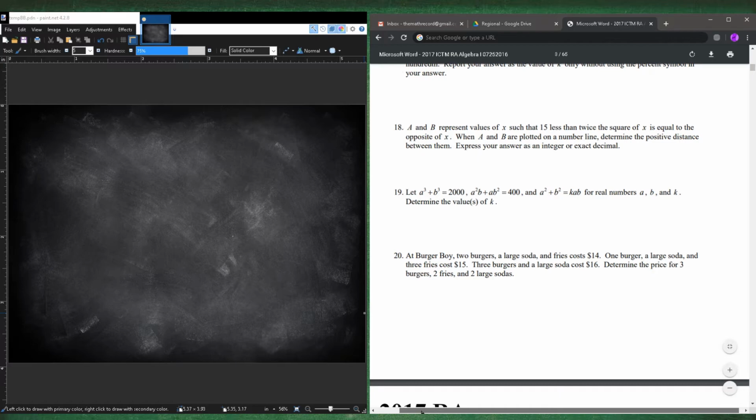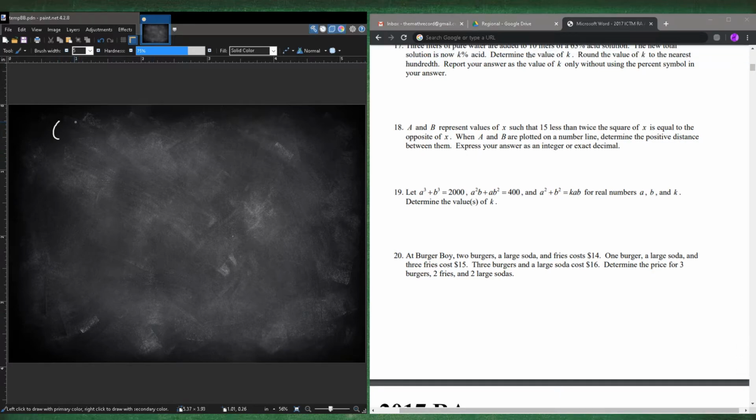So how you usually do it is we're going to have, instead of a cubed plus b cubed, we're going to have (a plus b) cubed. That's usually how the contests do these. So what does this expand out to? That's a cubed plus 3a squared b plus 3ab squared plus b cubed, right?